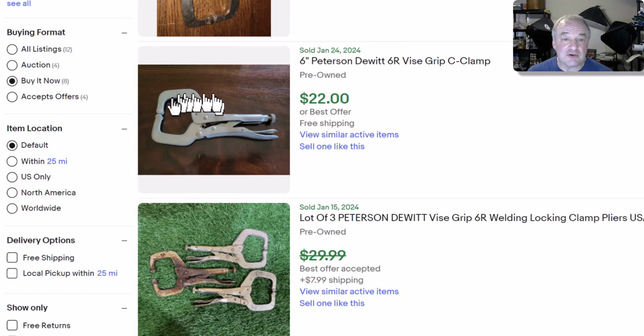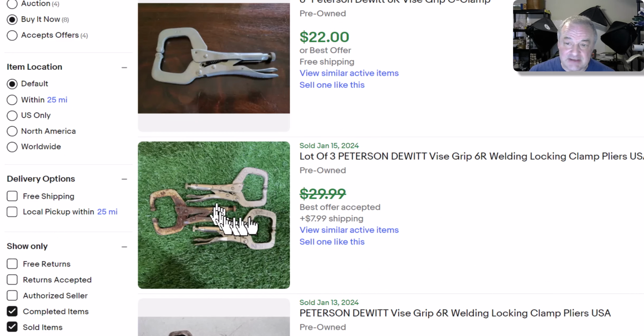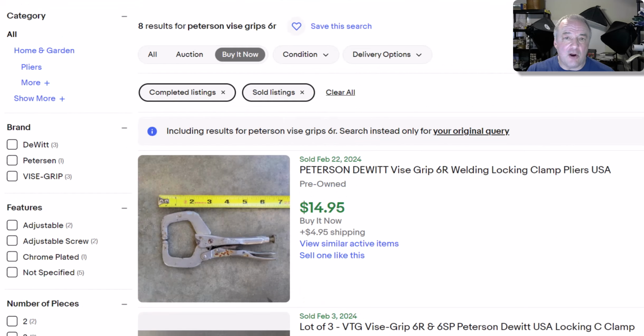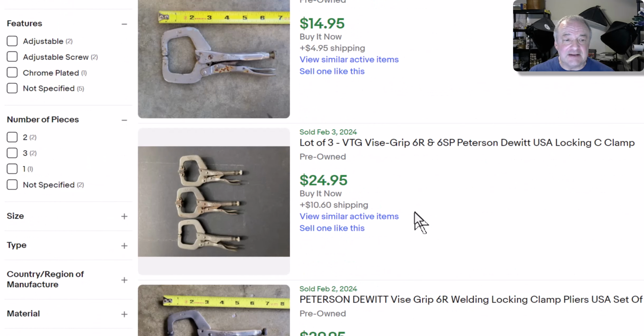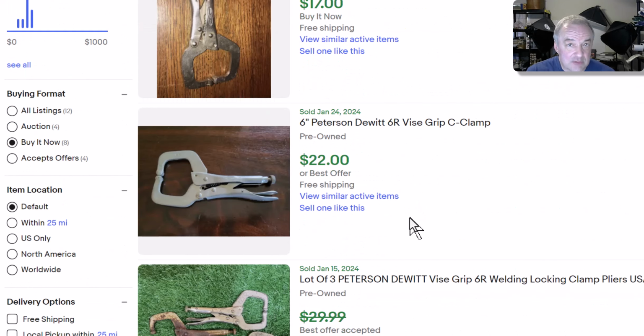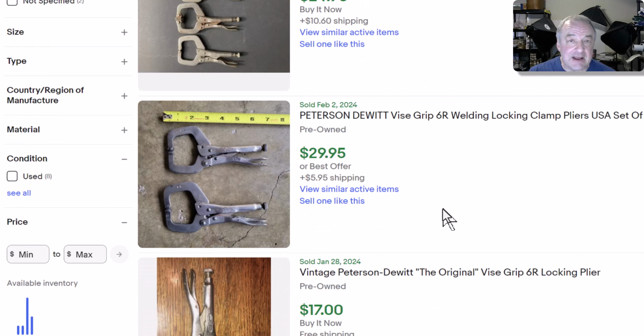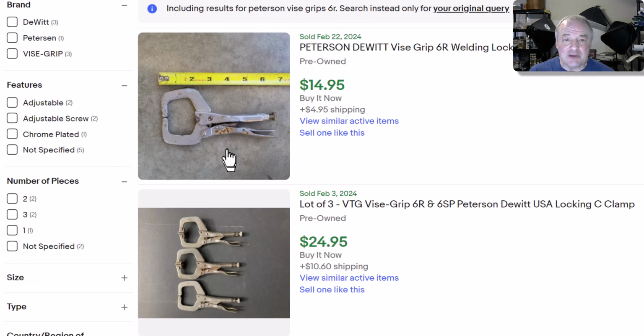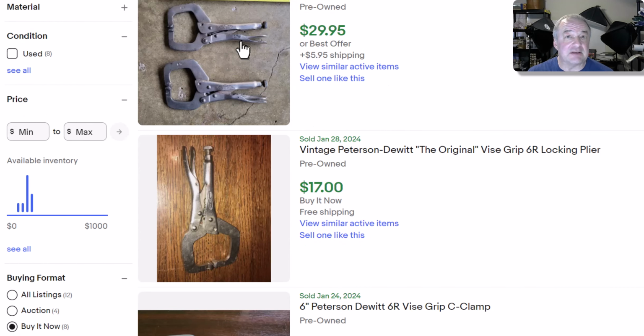Now, when I said this looks like a nice pair, and this certainly doesn't, what you want to do, if you have a pair of 6R vice grips that you're trying to sell Peterson, these are not the prices that you look at either. Now, what we've done is we said sold items, and then we went to buy it now only, but you also want to look at the condition. Maybe yours are in very good shape, so that tells you these are kind of rusty. Yours probably will bring more than $14.95. These two look like they're in nice condition.